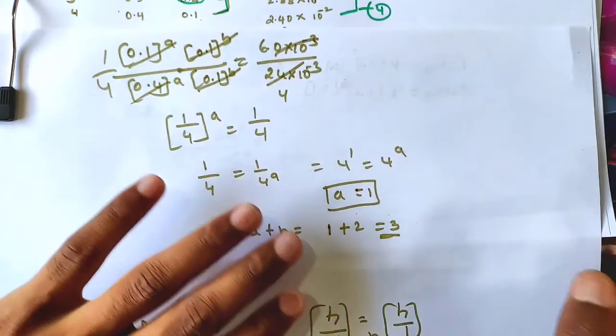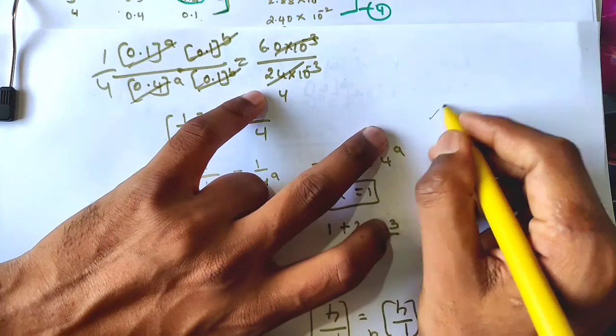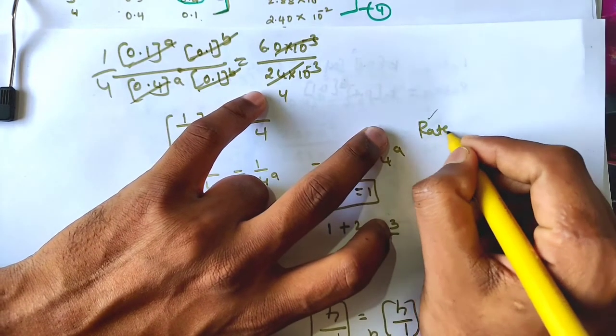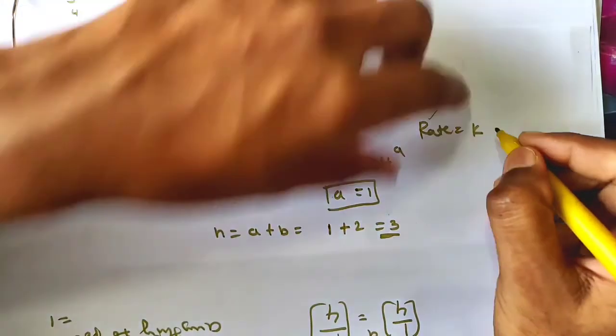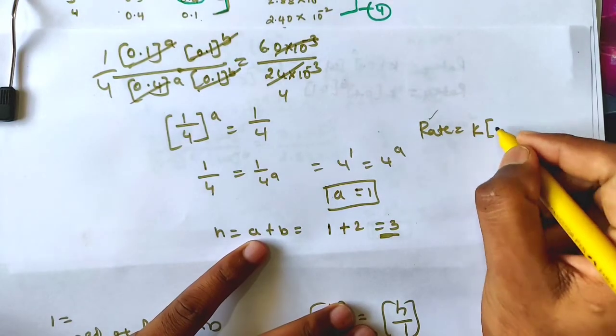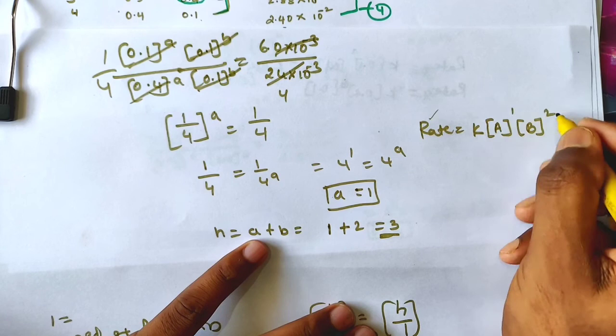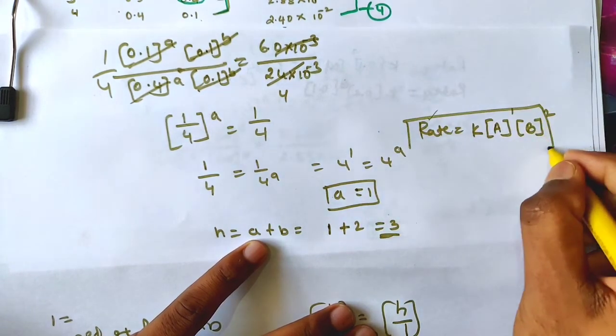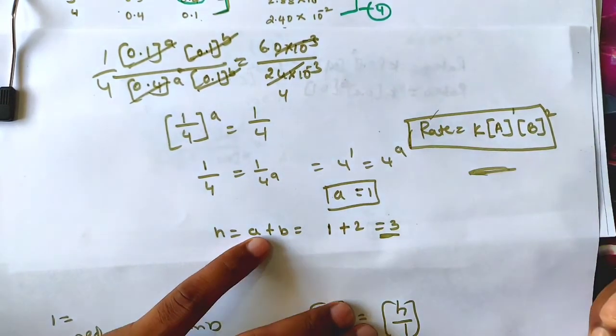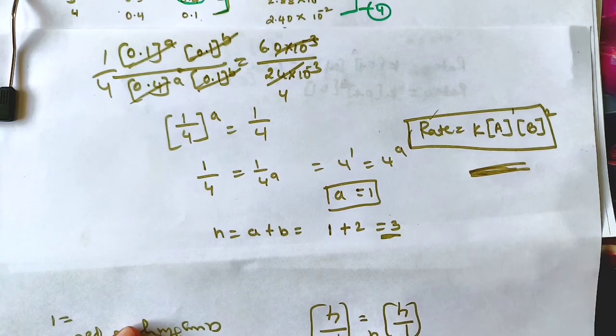So by knowing this, we have to write the rate. So rate is equal to k into A to the power of 1 and B to the power of 2. This is the rate formula. So moving to the next problem.